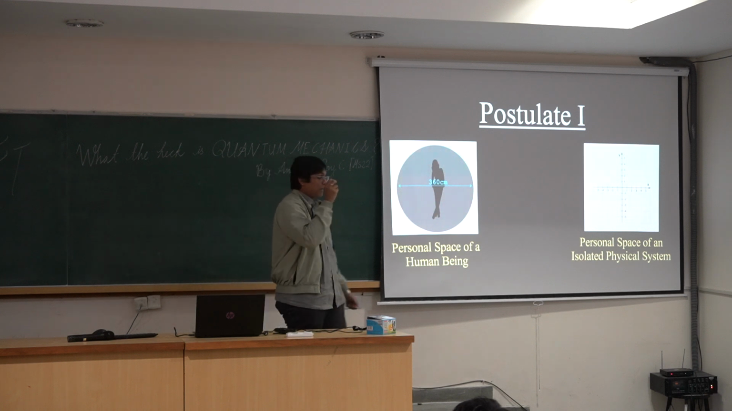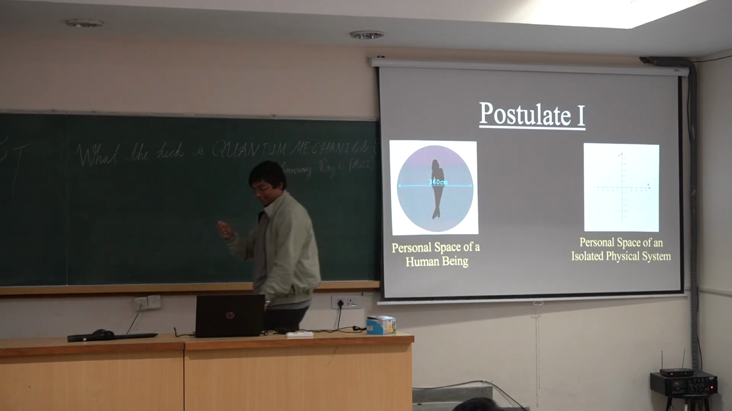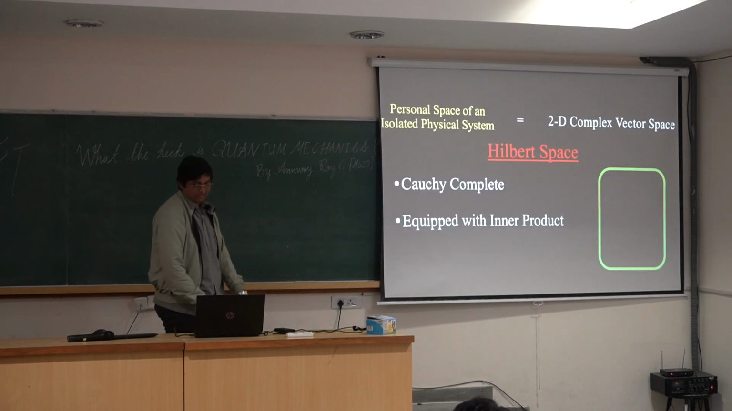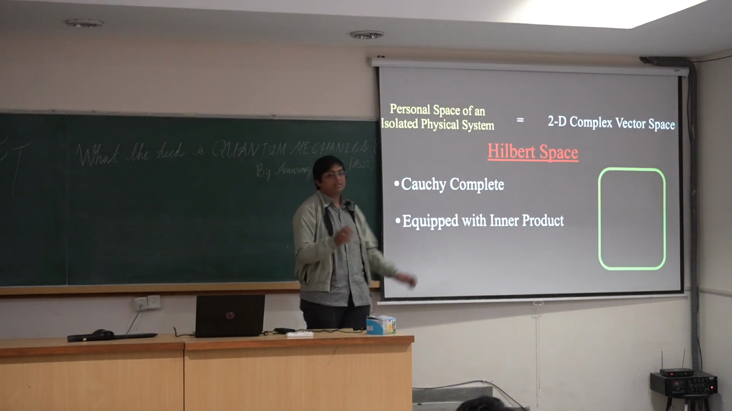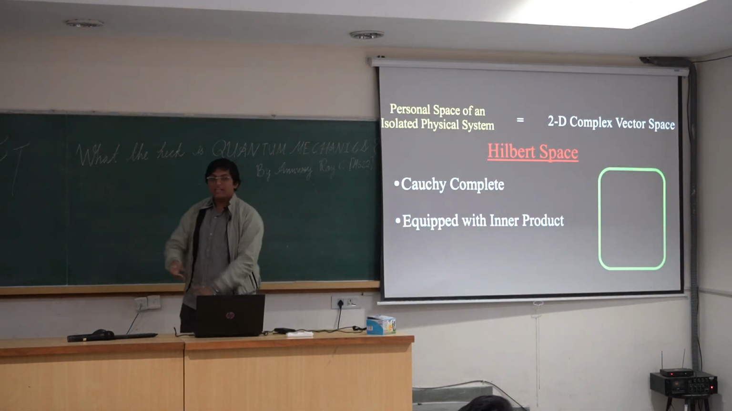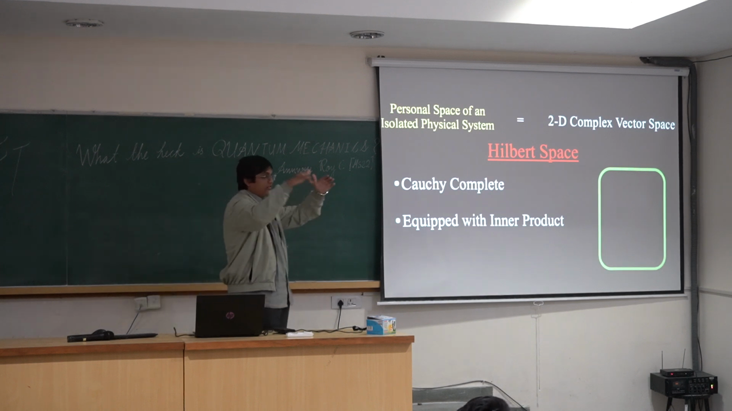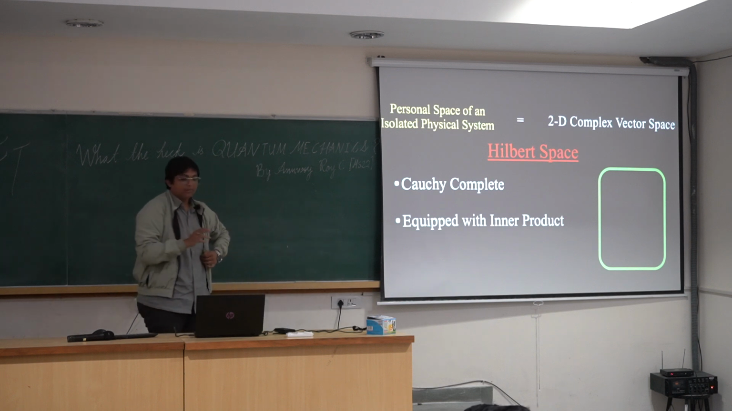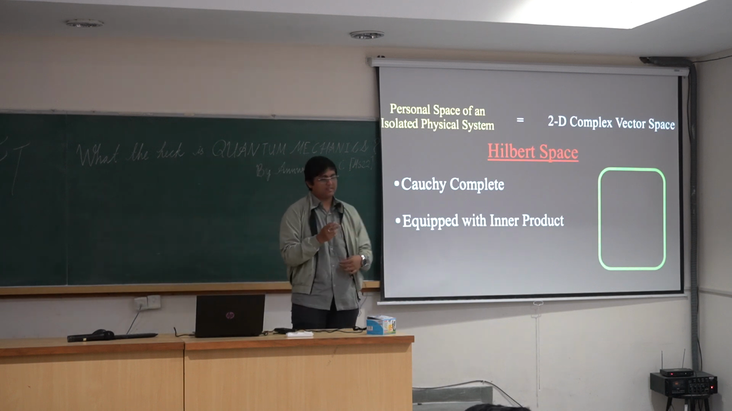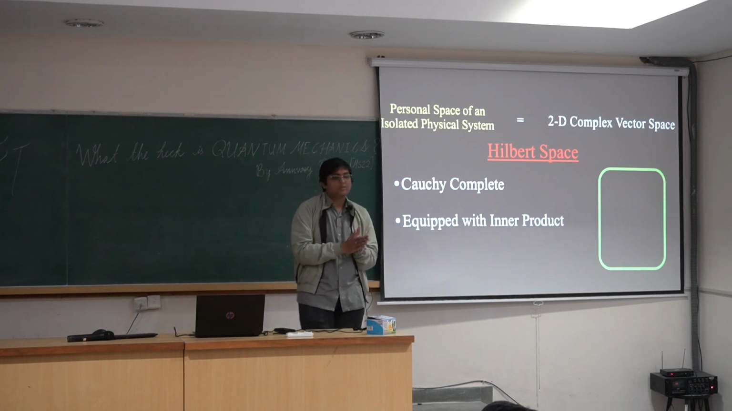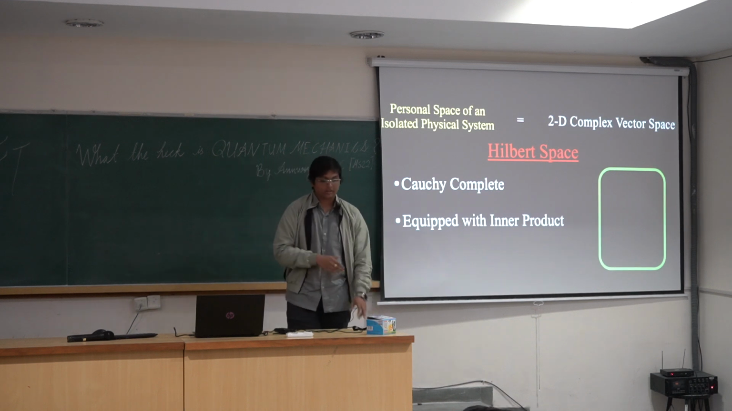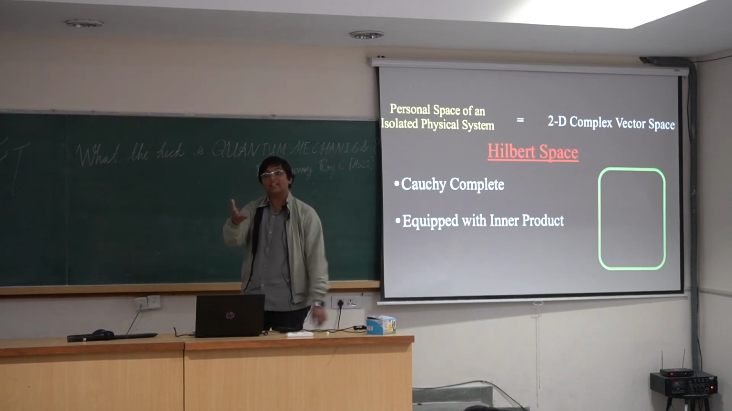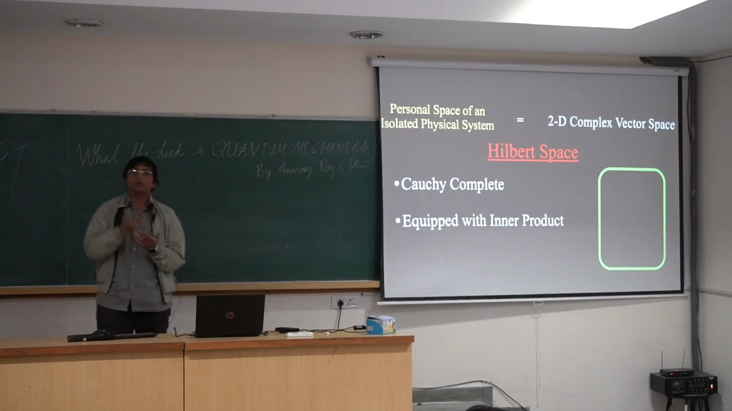How do we mathematically formulate that personal space? That is something we need linear algebra for. So the personal space of an isolated physical system is a 2D complex vector space. Even though I showed you a two-dimensional real space, x-axis, y-axis, it's not really it. Because you can create a vector space with anything you want. You can create it with a hippopotamus, with this adapter, with Mike, whatever. You can create it with anything.